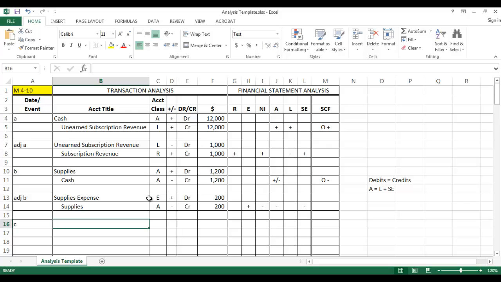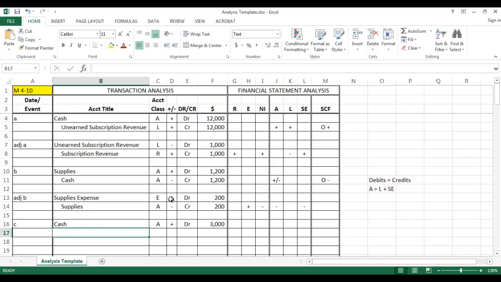One more here, we have letter C, which says Indoor Raceway received $3,000 on December 31st, 2013 from race participants for providing services for 3 races. One race is held January 31st, the other 2 will be held in March. Okay, so on December 31st, we've received $3,000 in cash. So I know if nothing else, I need to increase my cash account by $3,000.